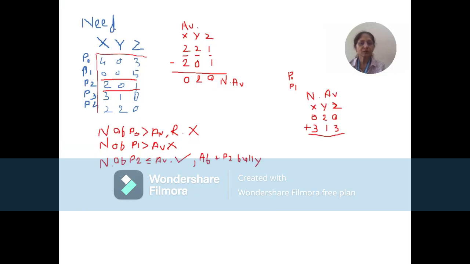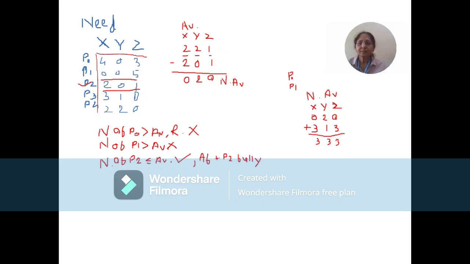Let's add. So what is the new available? 0 plus 3 is 3. 2 plus 1 is 3. 0 plus 3 is 3. So this is our new available. Now P2 is fully executed. We need not worry about P2. So it is done. Fine.